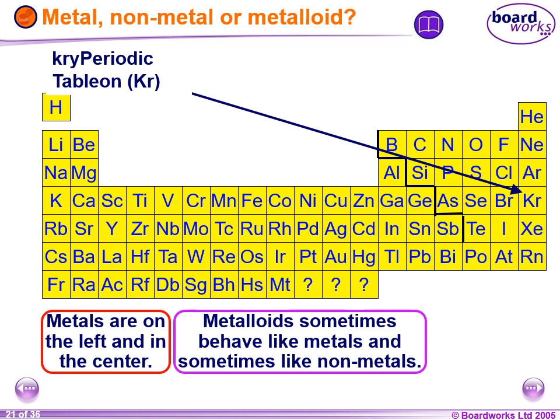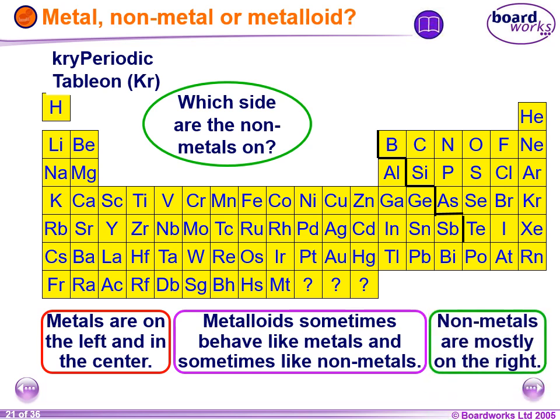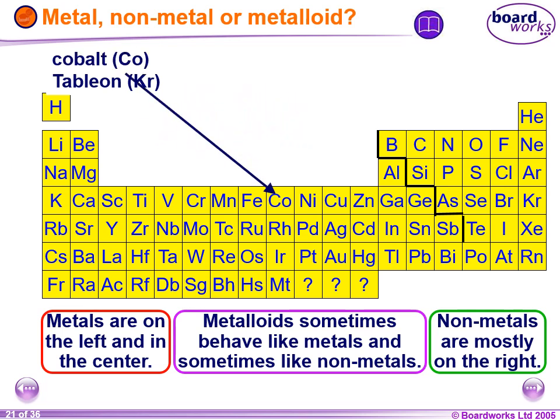Next one. So those are non-metals. So which side are the non-metals? So the non-metals are mostly on the right side of our periodic table. So cobalt is an example of metal.